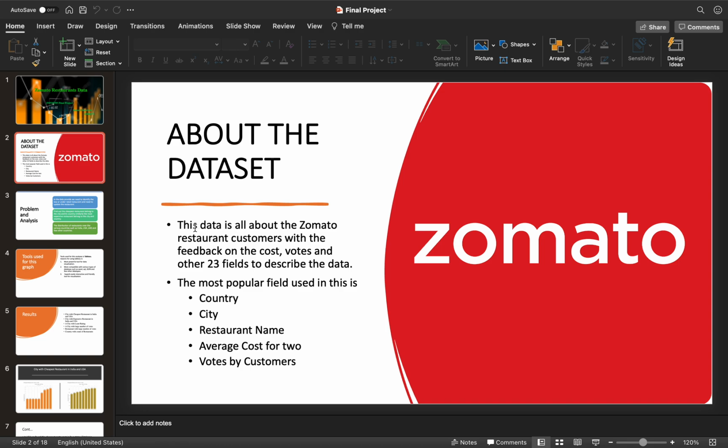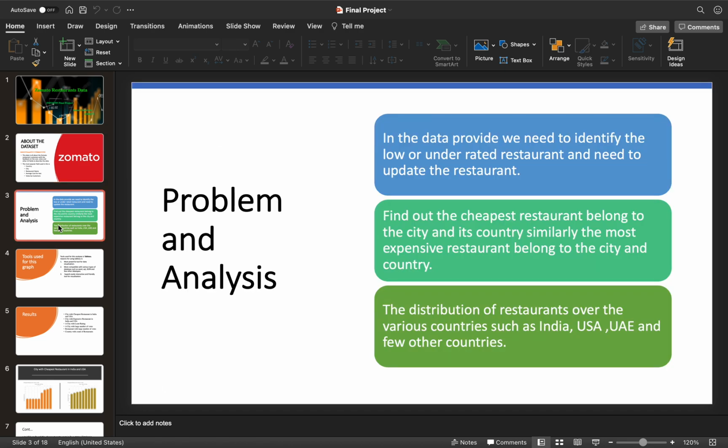We collected data from customers using the Zomato application. In the data, we have 23 fields that give information about the restaurants, and the most popular fields are country name, city name, restaurant name, average cost for two people, and the votes given by customers to a particular restaurant.